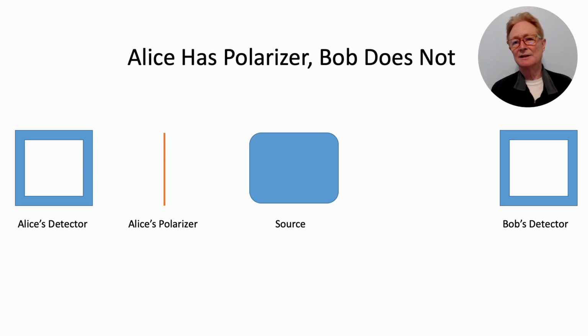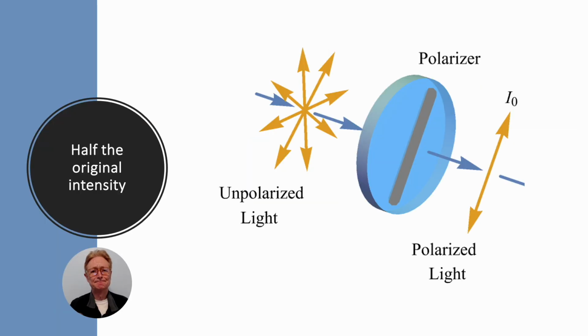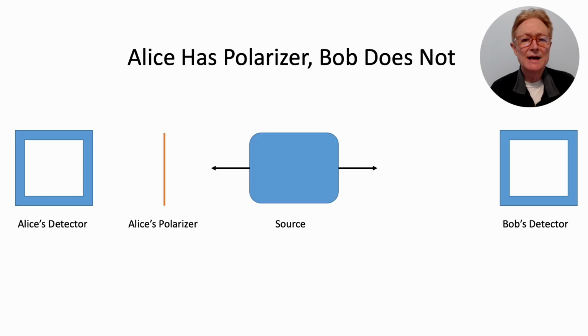Now suppose Alice puts a polarizer in her photon's path. To remind you, according to classical optics, when you send unpolarized light to a polarizer, half the light is transmitted and becomes polarized along the polarization axis. That's the axis along which the electric field vibrates. So now what do you see?